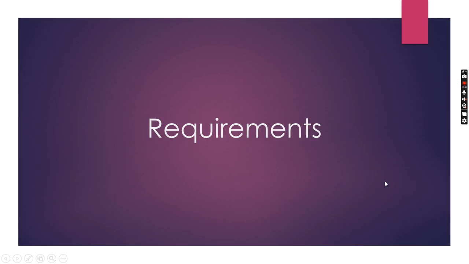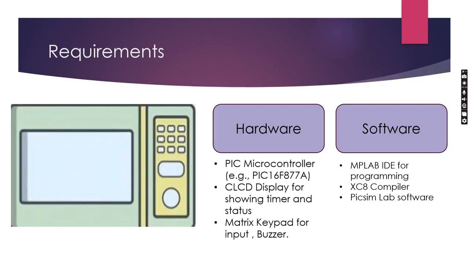Now let us look at the requirements of a microwave oven. There are two kinds of requirements. First of all, we need hardware. For the hardware, we need a PIC microcontroller, that is PIC 16F877A, CLCD display for showing timer and status, matrix keypad for input, and buzzer for alert.